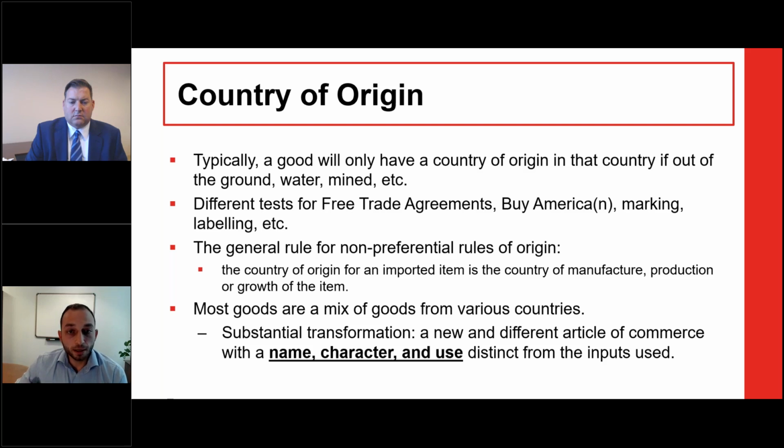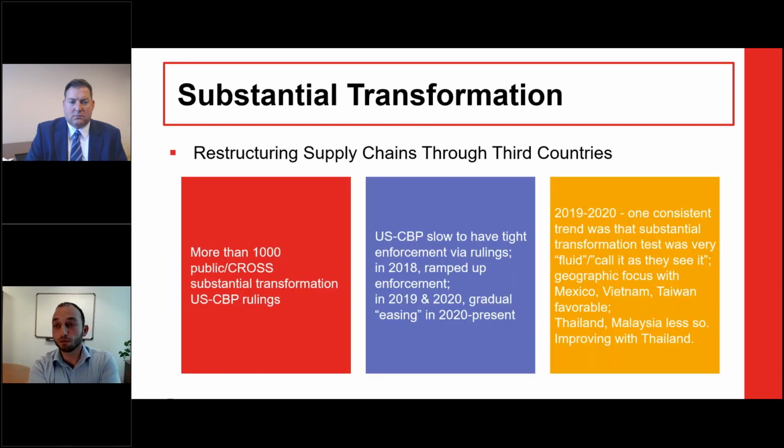So in the next slide, Dan will provide more insights about the trends and maybe some projections about the future of the substantial transformation. Sure, and thanks, Kerem, for doing the lion's share of the work already today.